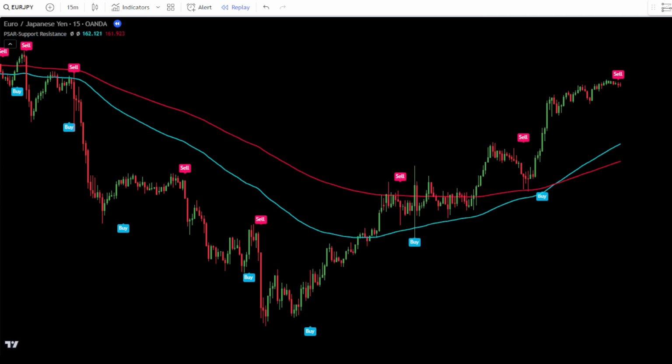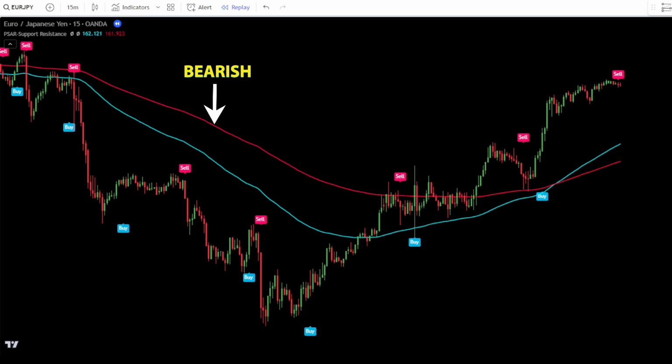This Parabolic PSAR support resistance indicator will serve as the main trend guide as well as the trigger for entry in the market. If the EMA 100 crosses above or is above the EMA 200, it indicates a bullish trend. In this situation, you will only look for the best points to place a buy entry.